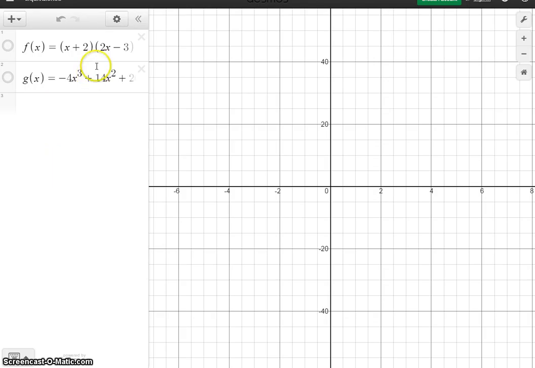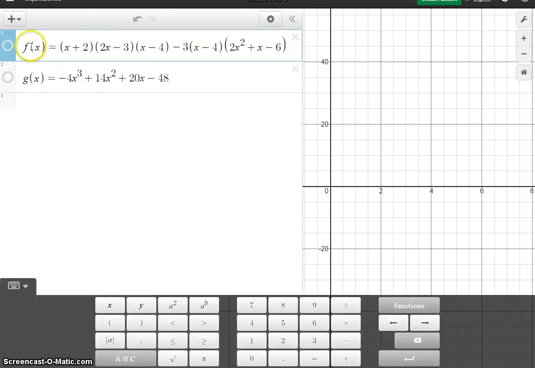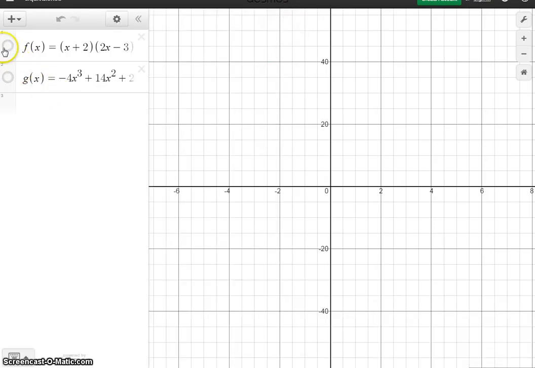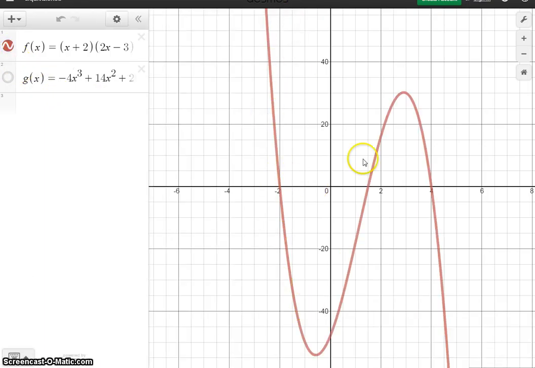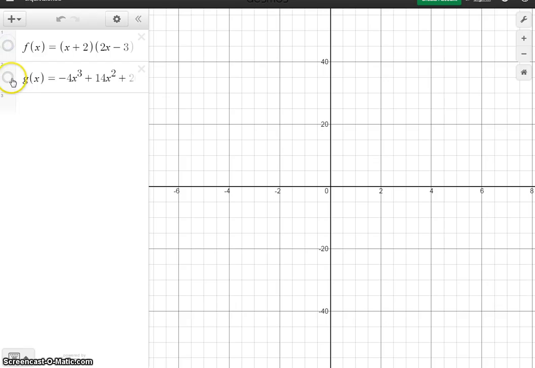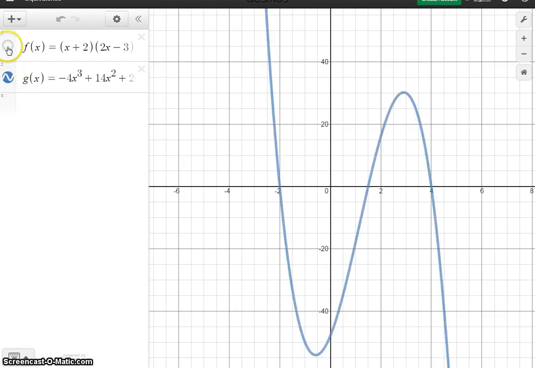Taking a look on Desmos here, I first have the original expression we started with, and then for g of x, I have the simplified version. Let's see what happens when I put them on a graph. I put up f of x on a graph, and you can see it looks like this. If I put g of x on the graph, you see it looks essentially the same. And if I try to plot them together, they just wind up overlapping each other.